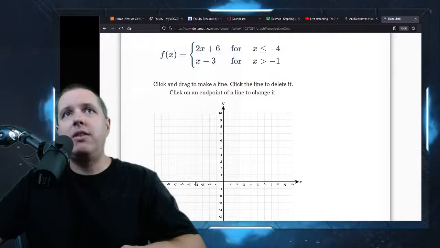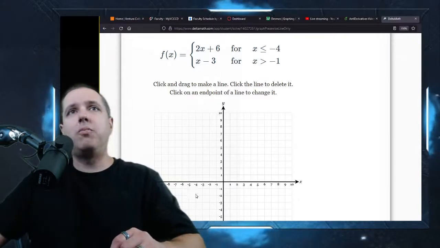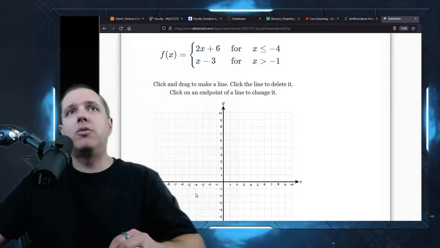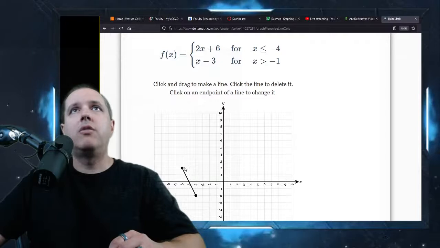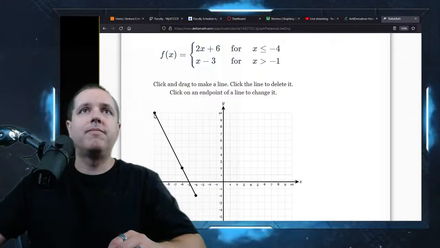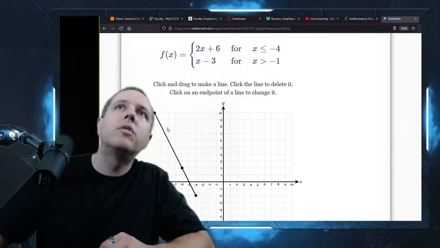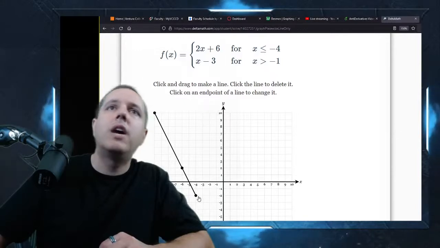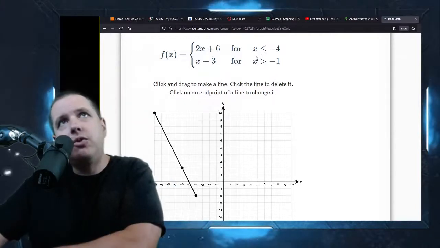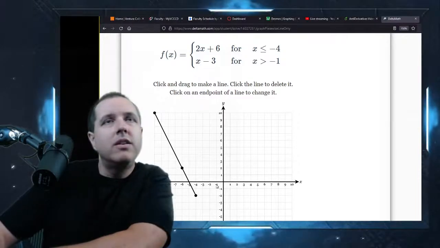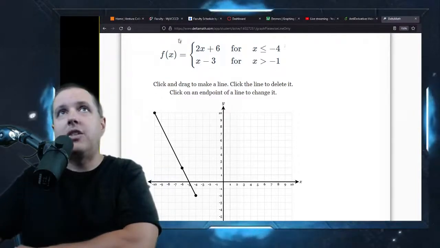So that means we have the point -4, -2. That's a point that I care about right there. And then what? Our slope is 2 over 1. So we're going to be up 2 over 1, up 2 over 1, and we just kind of do that forever. So it's going to be, what, like this? And notice it's a solid dot because of the or equal to piece right there. Okay. So that's the top part.